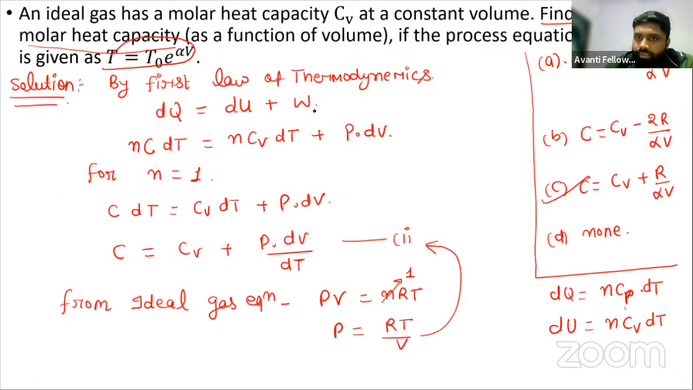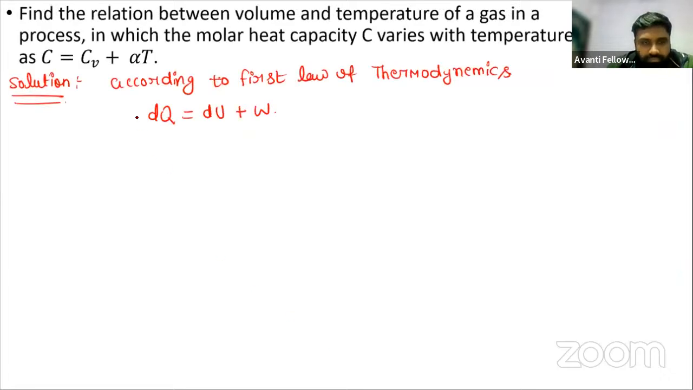So dq is equal to du plus w, that is n c dt equals cv dt plus p dv. For n equal to 1, we have developed this relation: c is equal to cv plus p into dv by dt. Now if you put the value of p, finally I'm writing it here, this will come out to be c is equal to cv plus p dv upon dt.